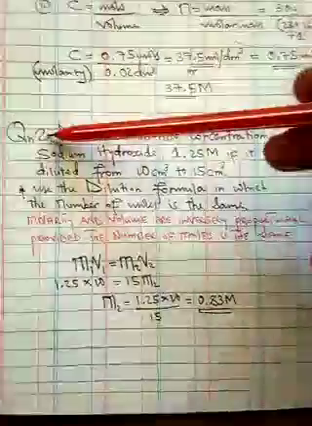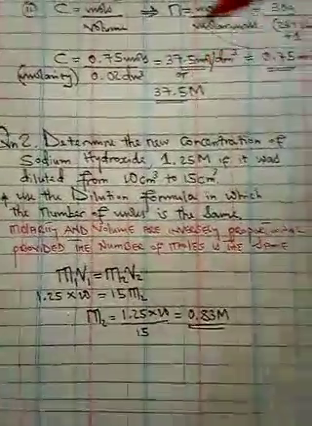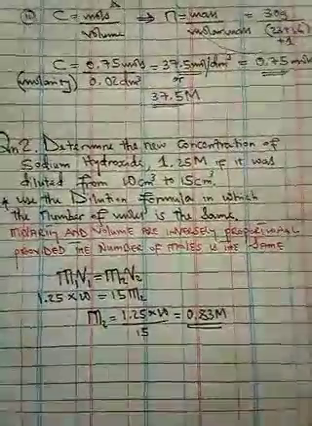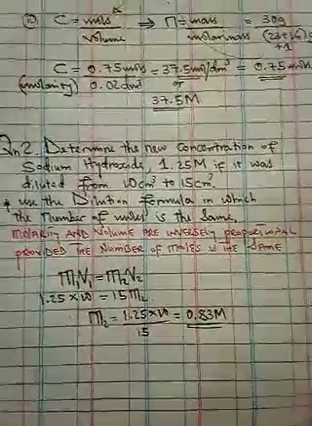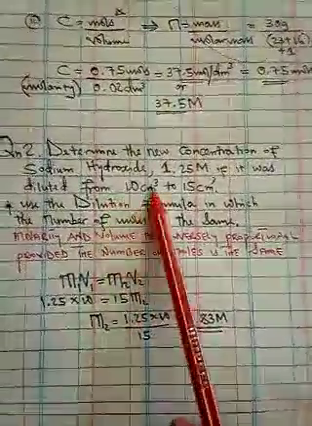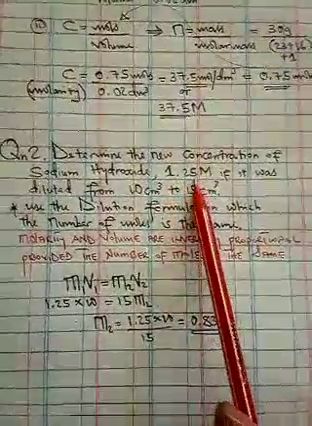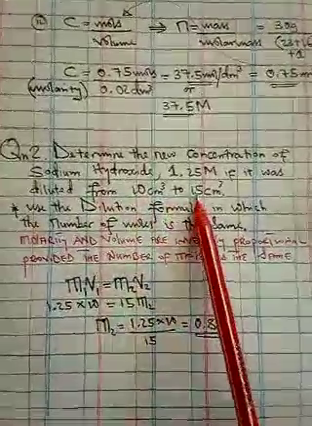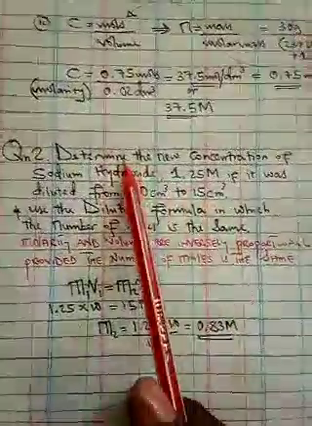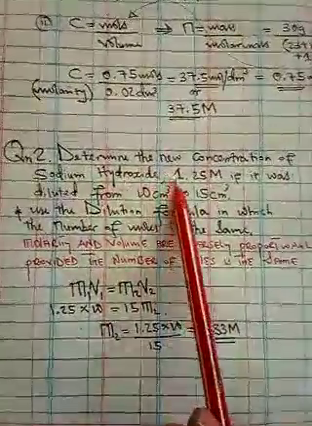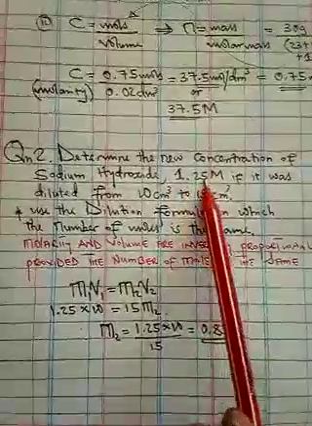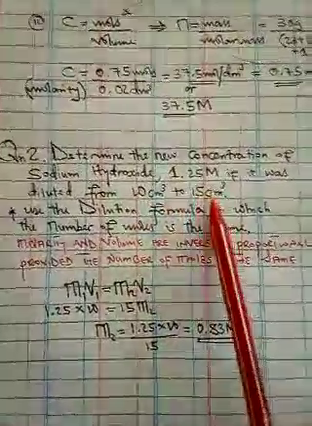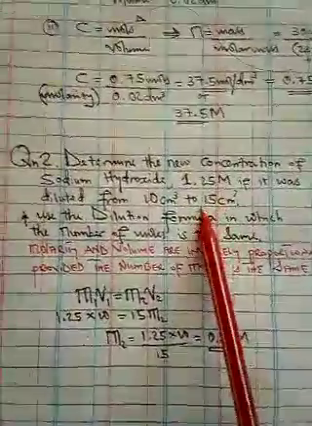The first question here, or question 2 rather, says: determine the new concentration of sodium hydroxide, with molarity 1.25 molar, if it was diluted from 10 centimeters cubed to 15 centimeters cubed.